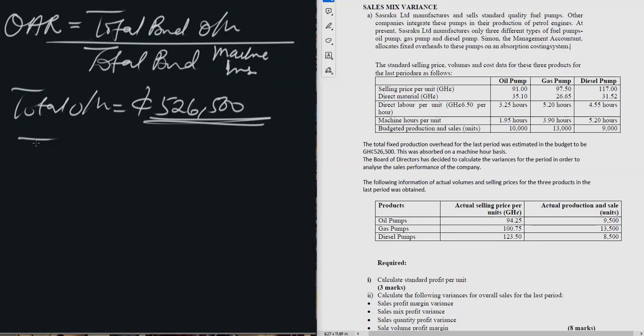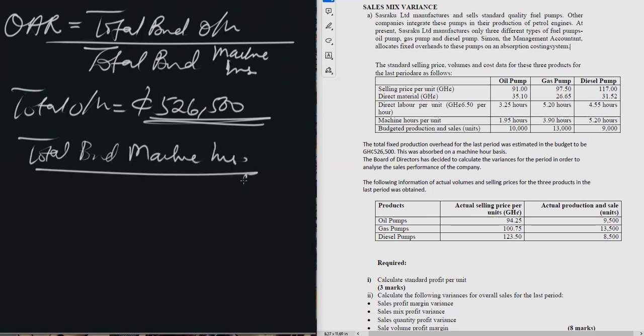But what is our total budgeted machine hours? We need our machine hours. It tells us we have machine hours here per unit, but we need them for all the units. If we take oil pump, we are using 1.95 machine hours. But how many units were being produced? 10,000 units were produced from the data that I've highlighted, right? So we get the machine hours.